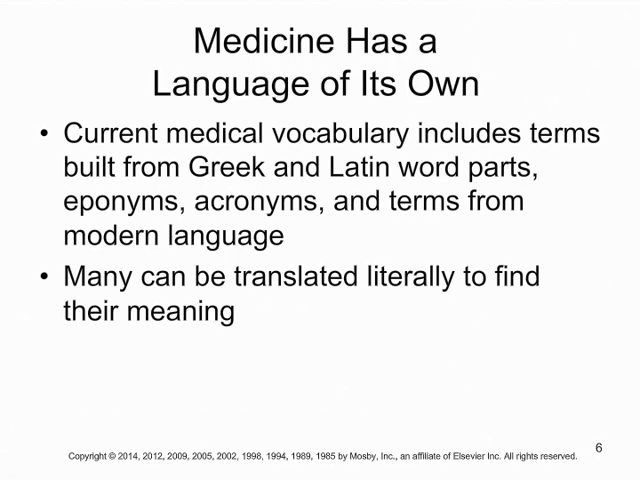We're also going to learn about 3 other categories: eponyms, acronyms, and modern language. And I'll explain what all those are in a few minutes. The ones that can be translated literally mostly come from those Greek and Latin word parts. The other categories, unfortunately, are going to have to most likely be straight up memorization on your part.